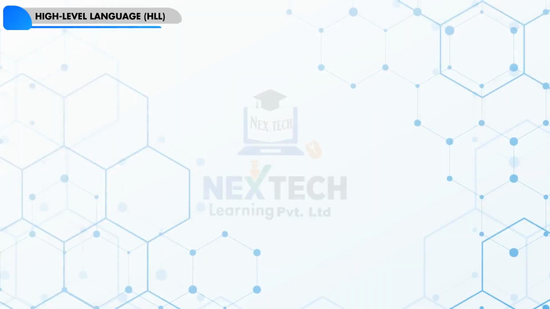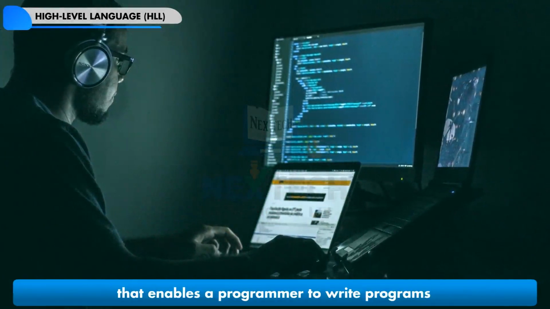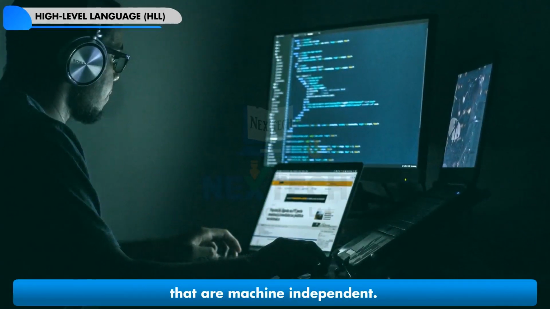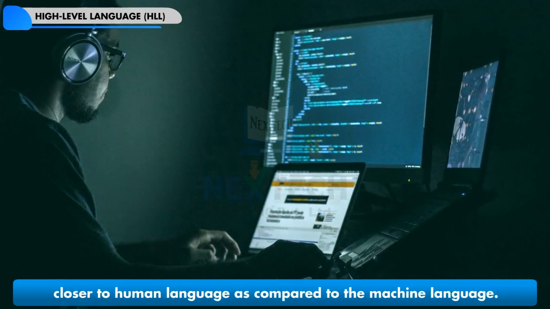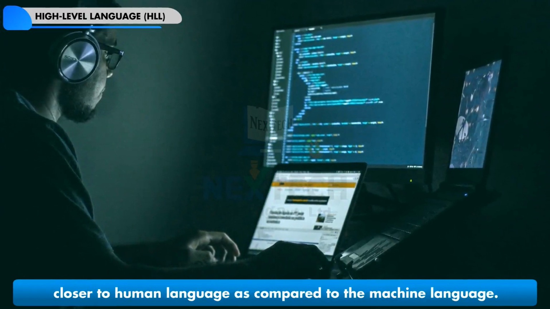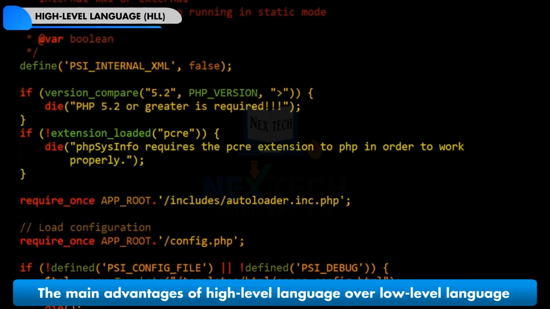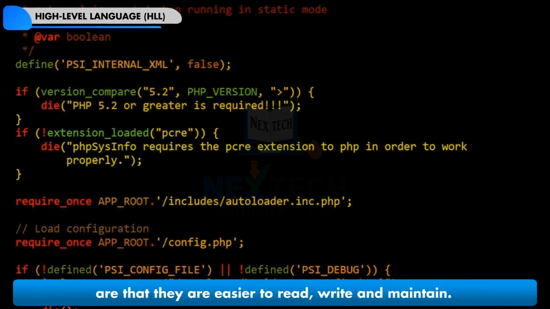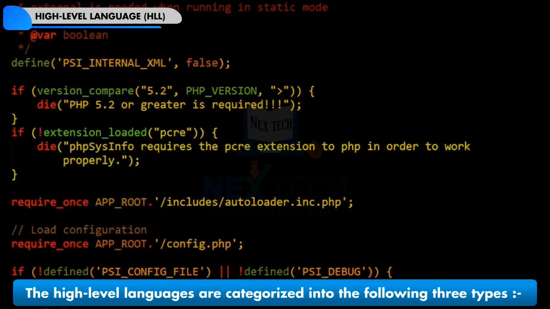High-level language, HLL. A high-level language is a programming language that enables a programmer to write programs that are machine-independent. They are called high-level language because they are closer to human language as compared to the machine language. The main advantages of high-level language over low-level language are that they are easier to read, write, and maintain. The high-level languages are categorized into the following three types.